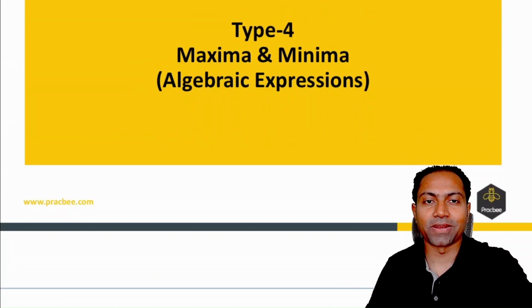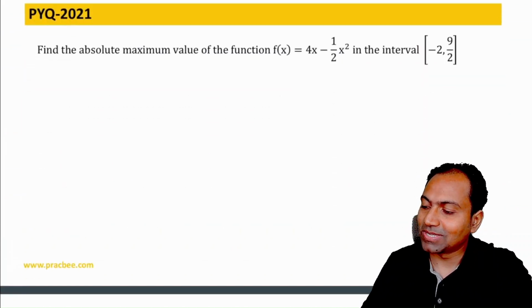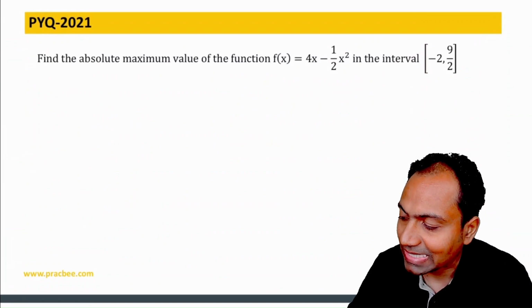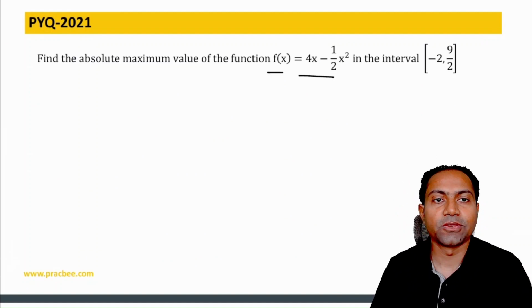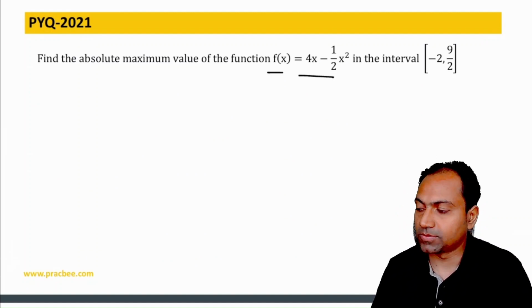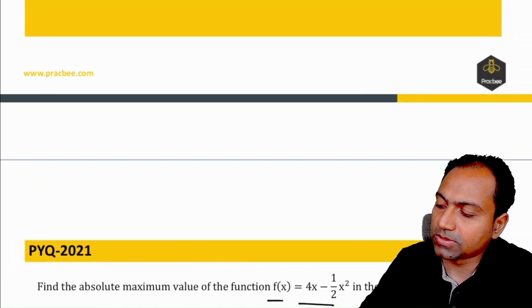Now, next problem category is nothing but maxima and minima based questions on algebraic expressions. So you can see that this 2021 question, they have given us an expression f(x) = 4x - 1/2 x². We need to find its absolute maximum and minimum in this interval. What maxima and minima usually are of two types.